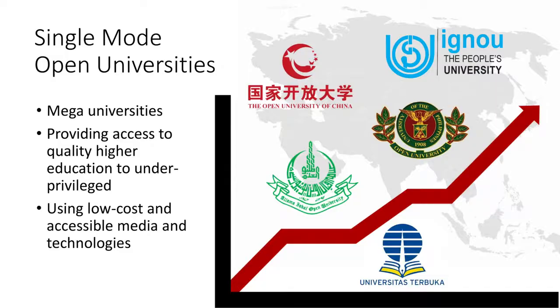Let us look at some of the models of ODL institutions over the last 50 years. Asia has seen the greatest growth of single-mode open universities. Many of these are mega universities with enrollments of over 100,000. Allama Iqbal Open University, Indira Gandhi National Open University, Universitas Terbuka, University of the Philippines Open University, Open University of China, are all mega universities that are making it possible to provide affordable access to millions of those who would otherwise not have entered higher education at all. The single-mode open universities are still relevant today because of the large numbers that have to be still reached.